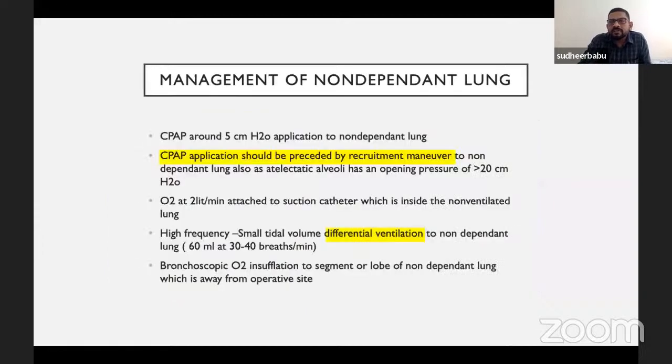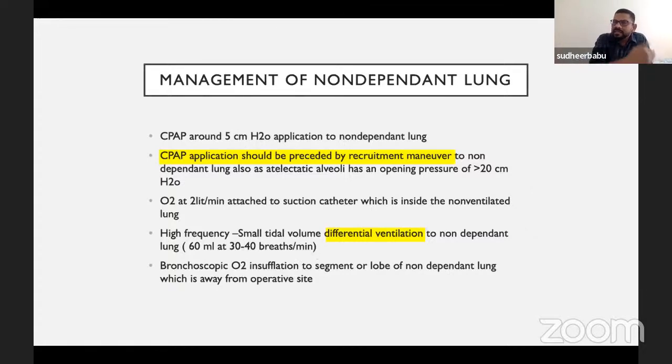There is something called differential ventilation. It is nothing but, to the other lumen, the non-dependent, non-ventilated lung lumen, you can connect another ventilator, and you can ventilate with a 60 ml tidal volume, roughly 30 to 40 breaths per minute, like small tidal volume and high breaths. So this is called differential ventilation.